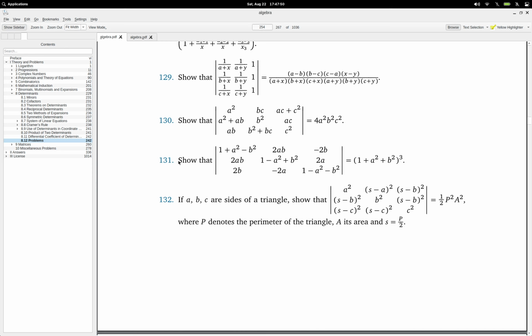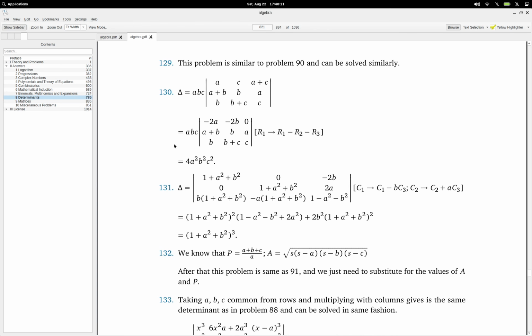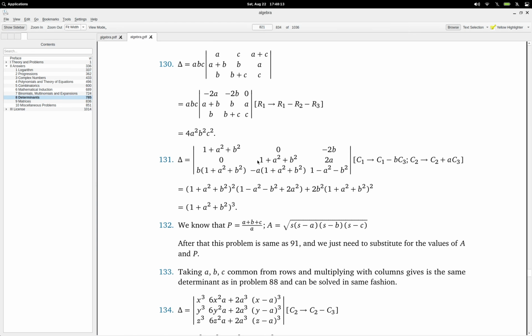Question 131 says that we have to show that this determinant 1 plus a square minus b square, 2ab, minus 2b; 2ab, 1 minus a square plus b square, 2a; 2b, minus 2a, 1 minus a square minus b square is equal to (1 plus a square plus b square) whole to the power 3. So let's see how we do this.